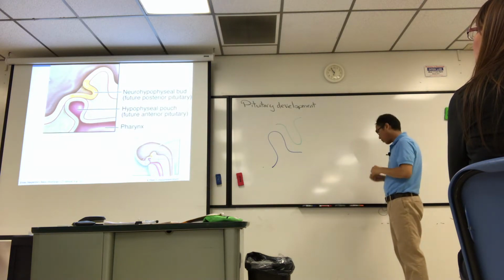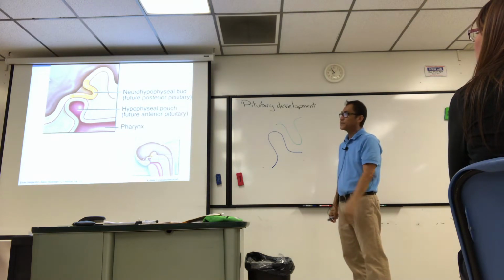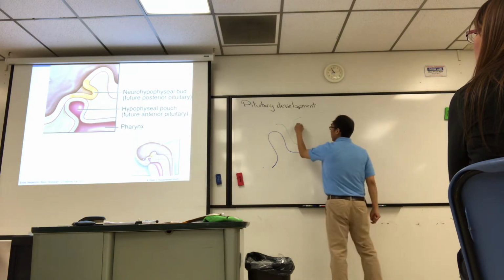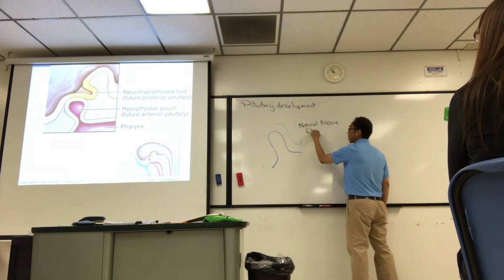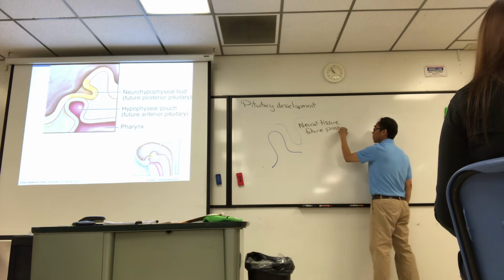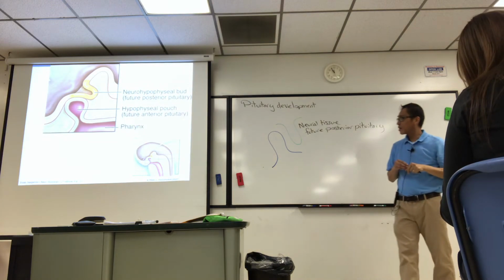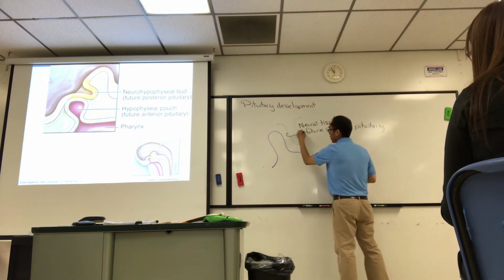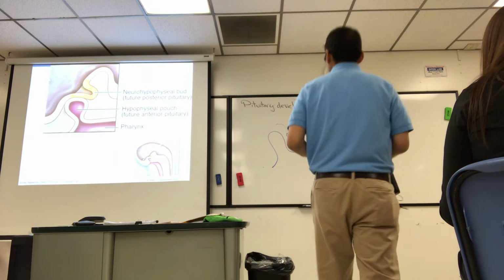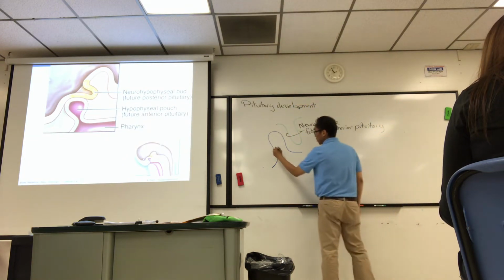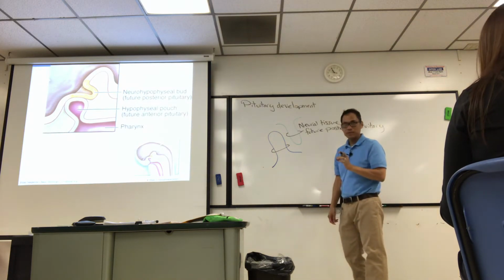What we'll see is that the downgrowth will become the future posterior pituitary. It's comprised of neural tissue. Future posterior pituitary, with this green one here. That's the downgrowth? Yeah, that's correct. And the upgrowth here, this one, that is the future anterior pituitary. It's made out of epithelial tissue.